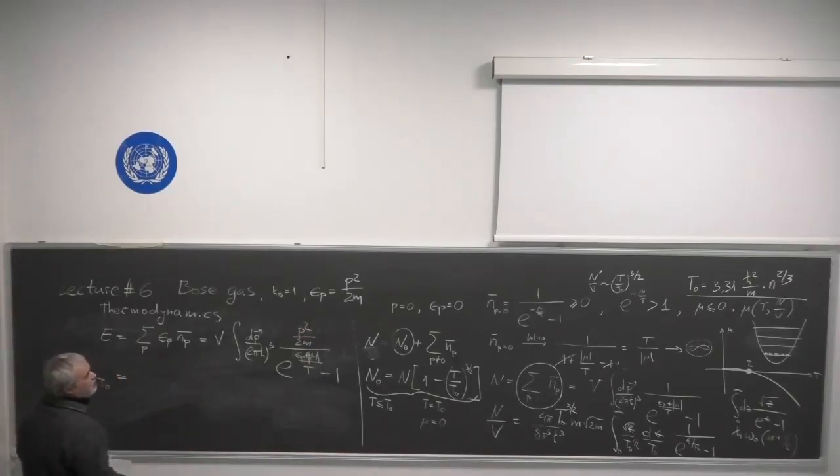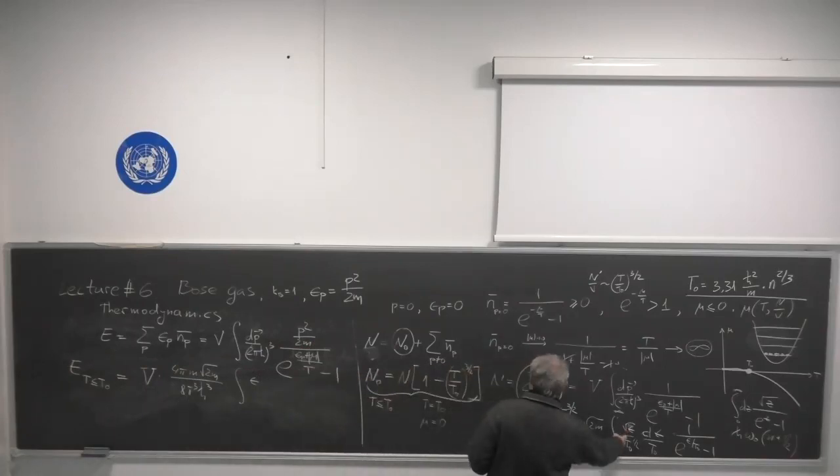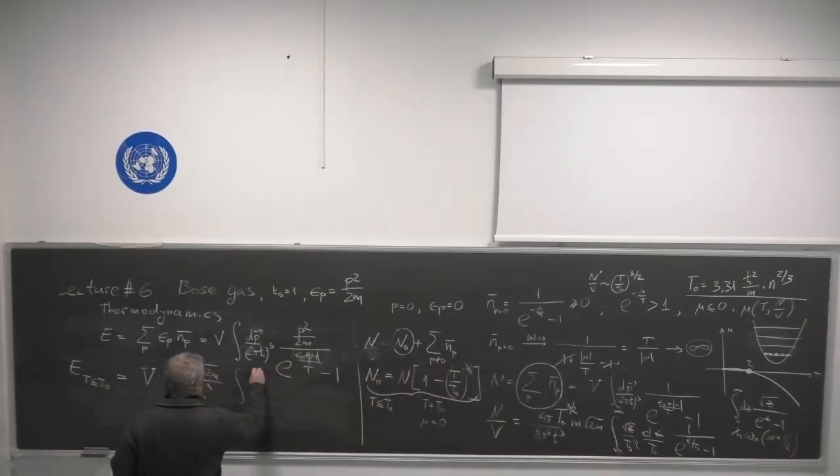Therefore, the system is isotropic. I can integrate over angles. So I have a volume, times 4 pi m square root over 2m divided by 8 pi cubed h bar cubed, times the integral of energy, which stands here, times square root of energy, which gives me energy to the power 3/2, d energy, divided by e to the power energy over temperature minus 1.